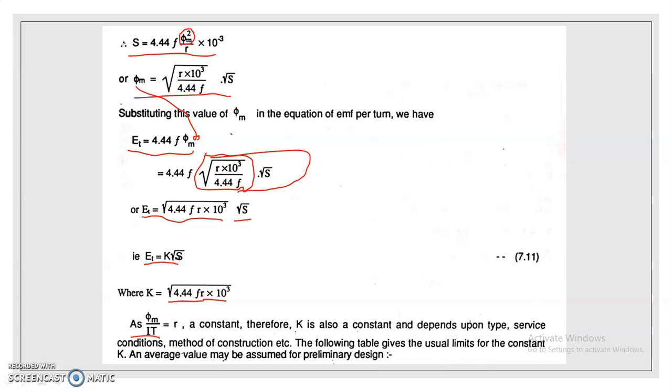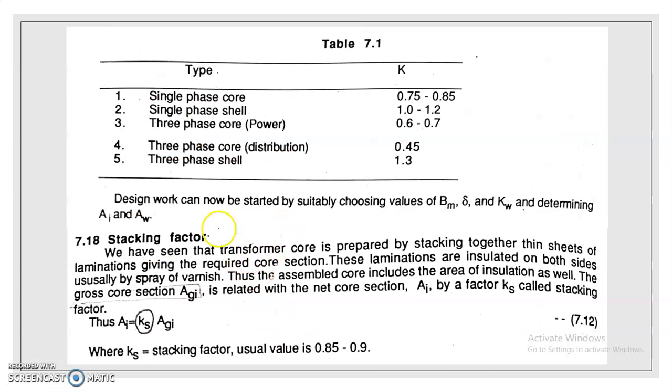The following table usually gives limits for the constant K, and an average value may be assumed for preliminary design. So we can see here a value of K as per the type or service condition of the transformer. For single phase core type we can take 0.75 to 0.85. For shell type it is 1 to 1.2. For 3-phase power transformer 0.6 to 0.7, 3-phase distribution transformer 0.45, and 3-phase shell type 1.3.